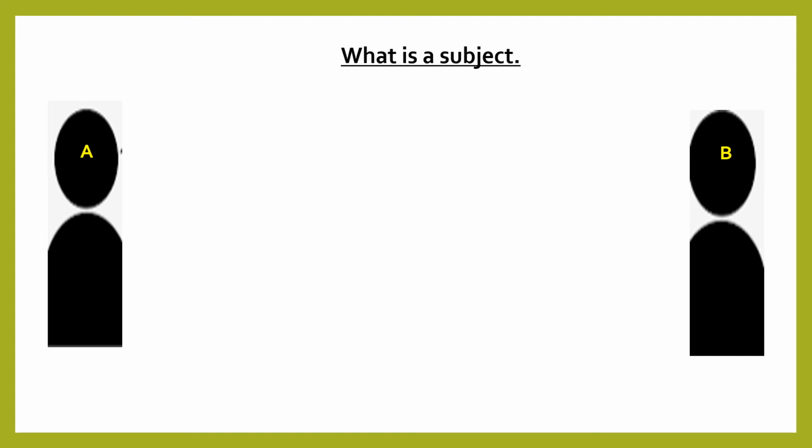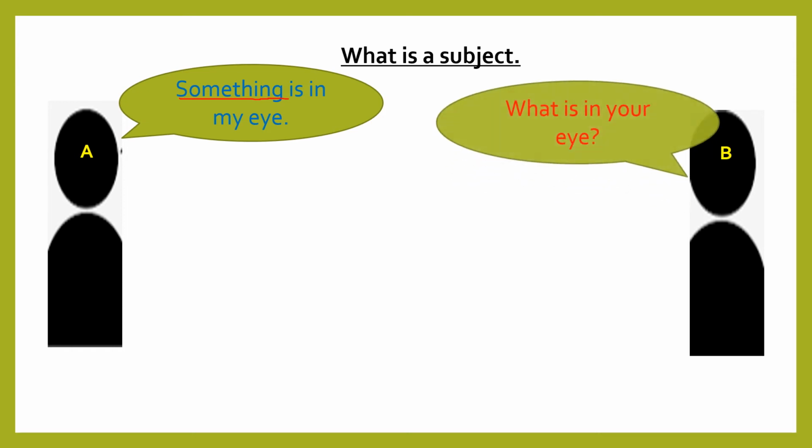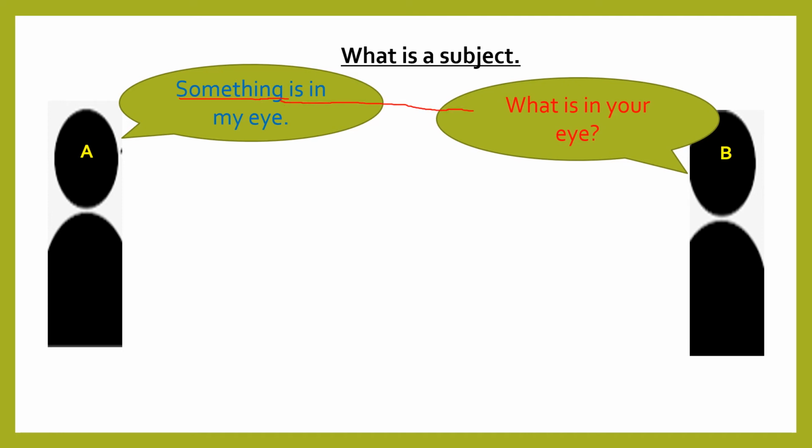Okay, now we are going to look at questions starting with what, where it is the subject of a sentence. A says, something is in my eye. Something is a subject, and for something we need what. Something becomes what. This is a subject, and the rest stays the same. Is in your eye stays the same. So A says, something is in my eye, and B asks, what is in your eye?